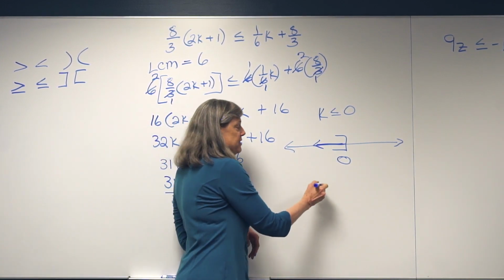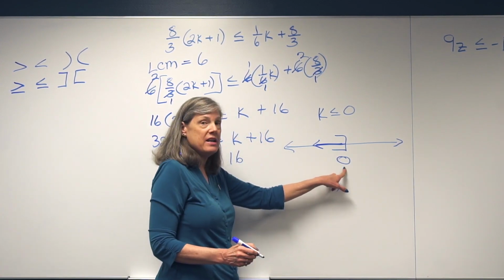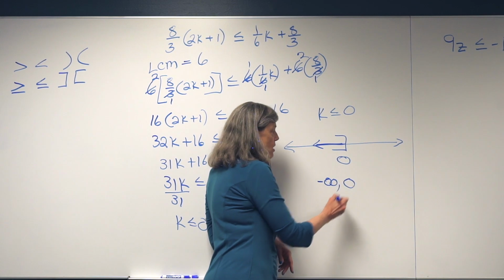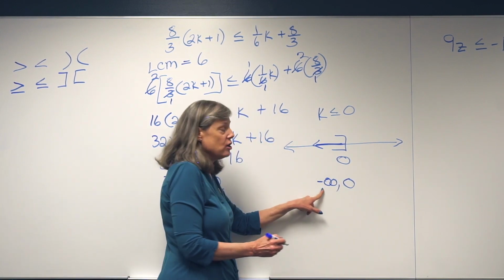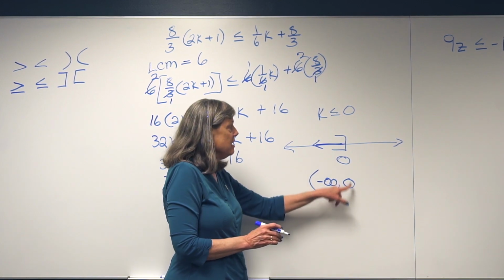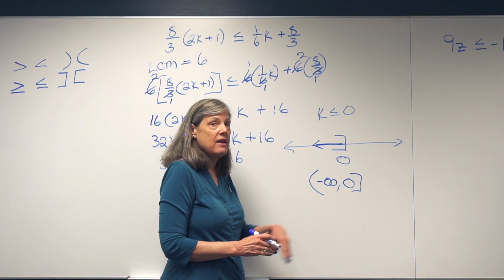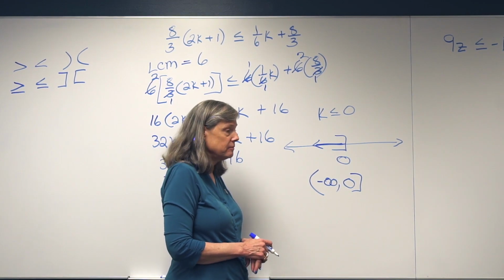Now I'm just going to take and make my interval notation right from that. So as far left as I can go, negative infinity. As far right as I can go, 0. Remember, we can only put parentheses by negative or positive infinity. This one's already a bracket, so I know a bracket has to go there, and there's my interval notation.